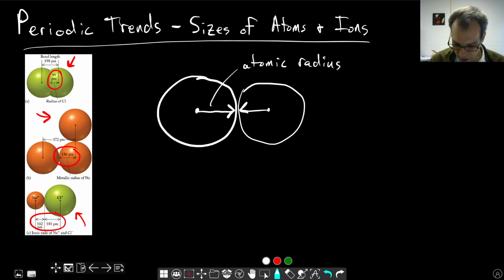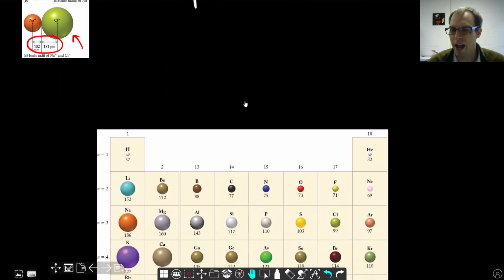Now the scale of this, as the units are indicating here, these atoms are roughly on the size of picometers, so they're really small. Something like chlorine, for example, has a 99 picometer radius, and sodium has 186. So let's look at some data. I'm going to scroll down here. This is, again, from your textbook, but this is data that's been measured for different atoms.